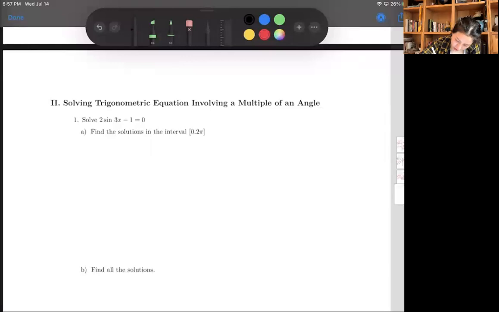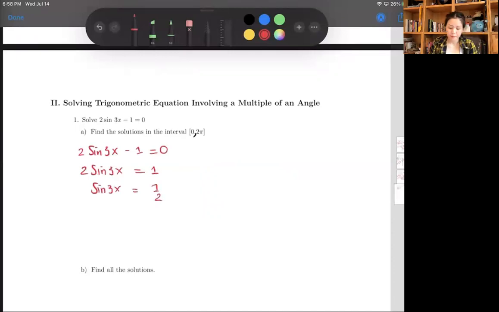This one has a comma right here, typo. Sorry about that. For part A, they want you to find the solutions in the interval from 0 to 2 pi. So this is the restricted domain one. Let's solve for x. I have 2 sine 3x minus 1 equals 0. Add 1 to both sides: 2 sine 3x equals 1. Divide both sides by 2: sine 3x equals 1/2. Always isolate the function first.